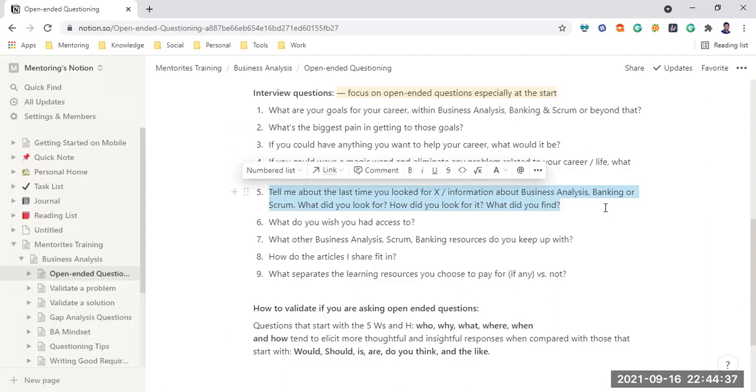By asking this question, I really know whether a person is actually interested in learning business analysis or not. If someone is really interested, they would have already explored different options. They would have already looked up trainings or certifications or free online content. If somebody tells me that they have not looked at anything, that is a warning sign that you're talking to an audience who's not very interested, or maybe the problem is not a real pain point for them.